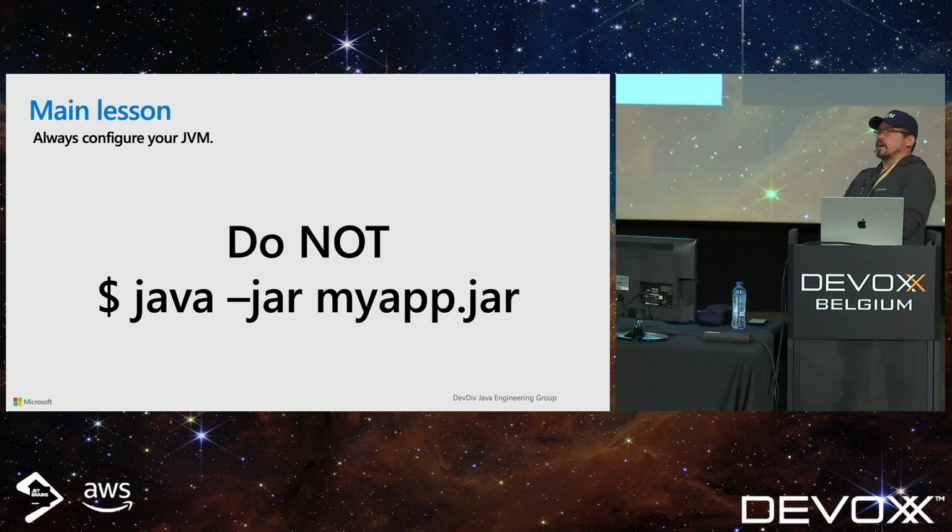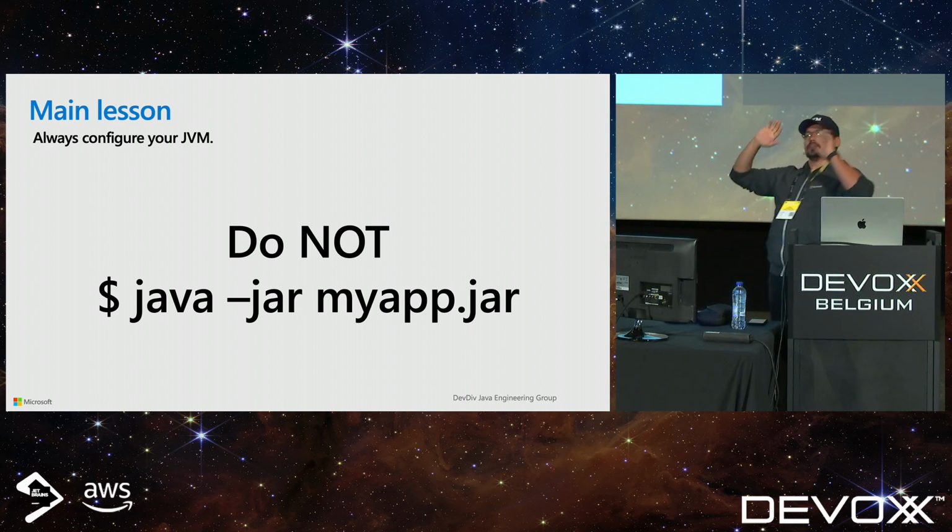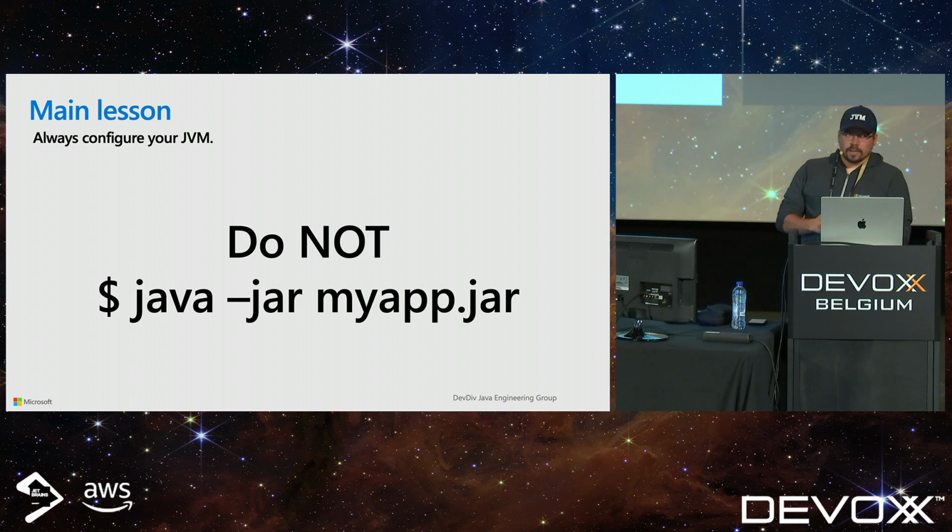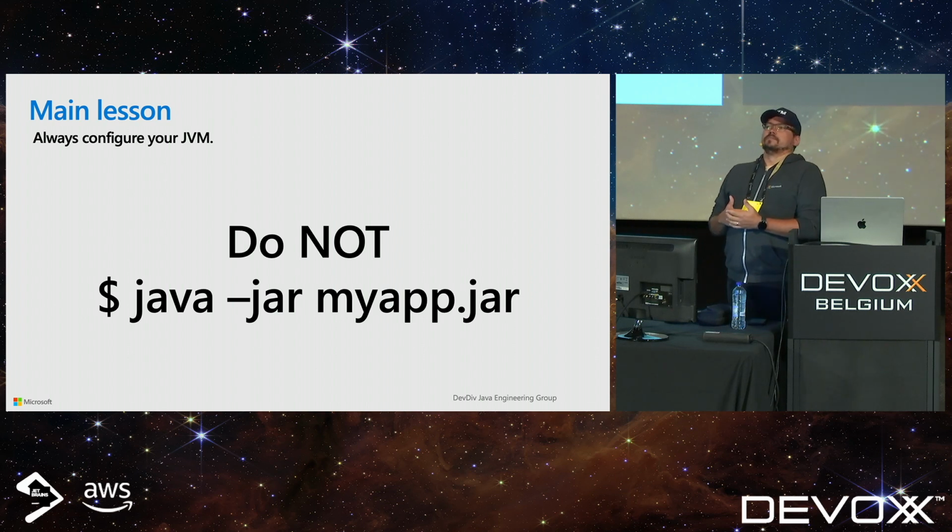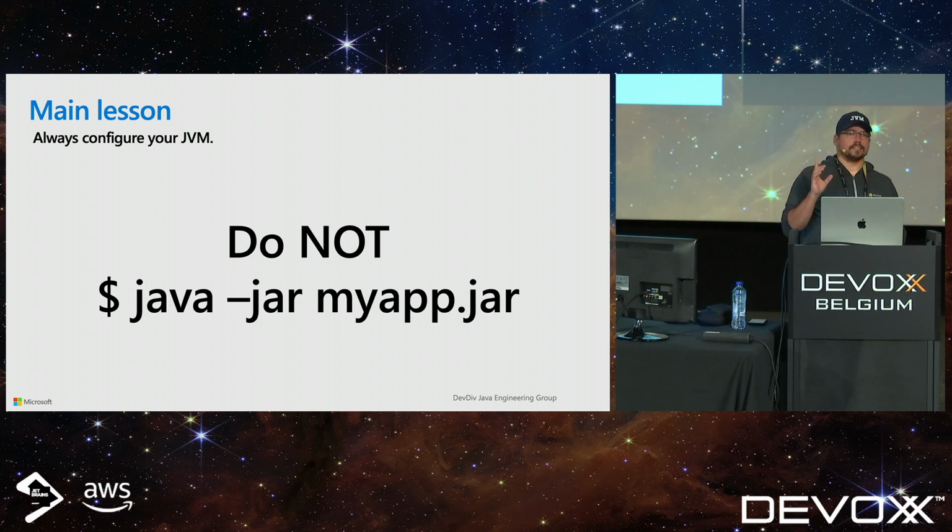And do not do java -jar. This will be my hashtag for the next 5 years. Do not java -jar. Always set a heap size, preferably with the percentage, for containers especially, and always set a garbage collector. And know how many CPUs the JVM has access to, and we're going to get to that later.